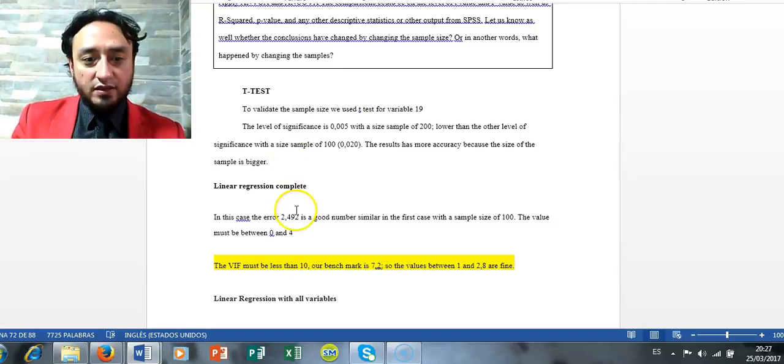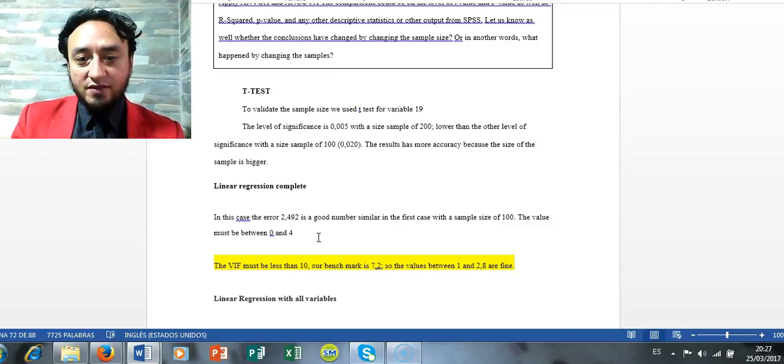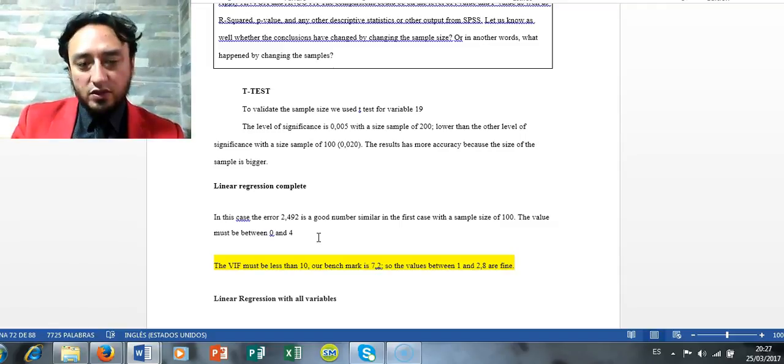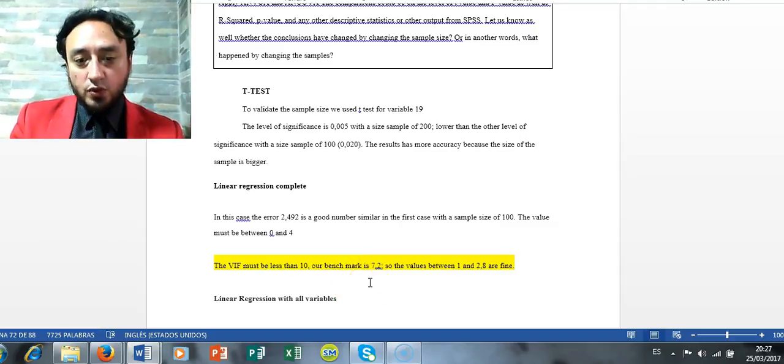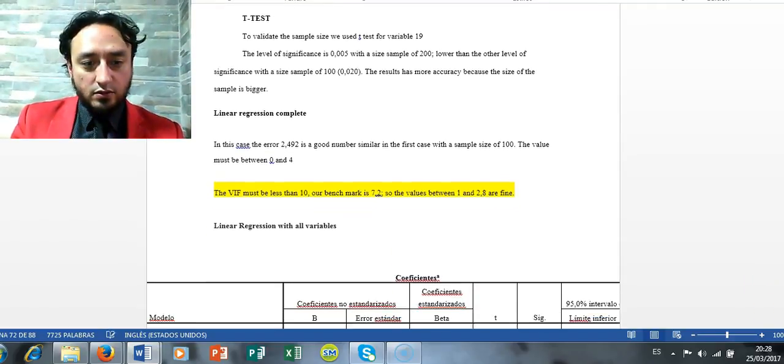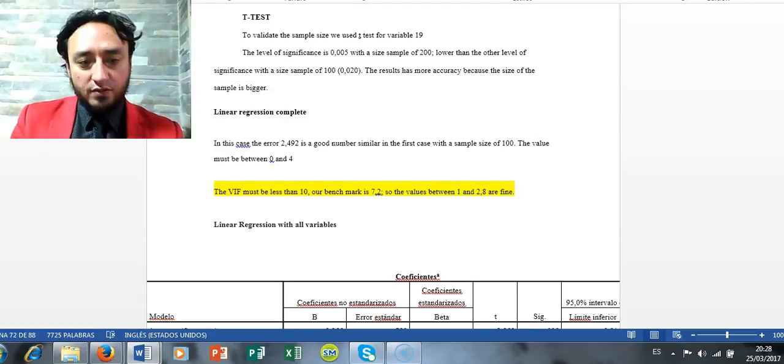Linear regression complete. In this case, the Durbin-Watson value of 2.492 is a good number, similar to the first case with a sample size of 100. The value must be between 0 and 4, and if it is in the middle, 2, it's okay. The VIF must be less than 10. Our benchmark is 7.2, so the values between 1 and 2.8 are fine. Those were the results, between 1 and 2.8 on VIF.